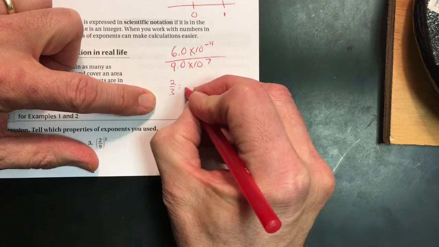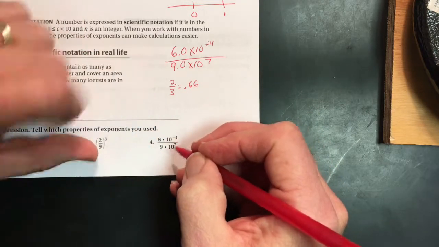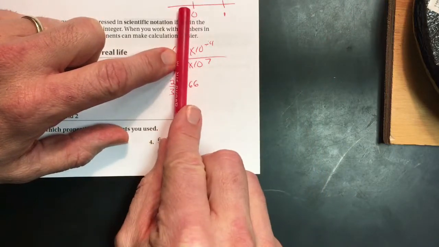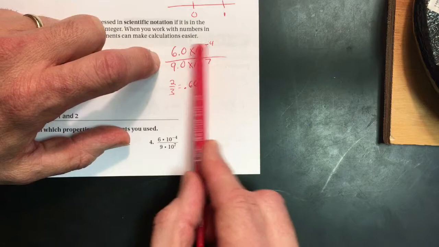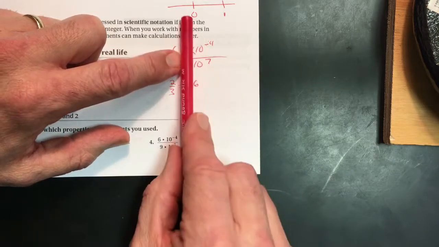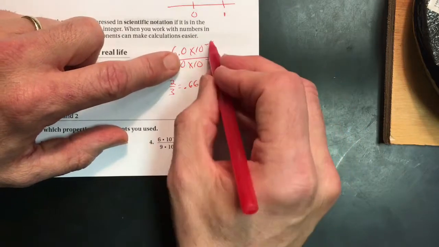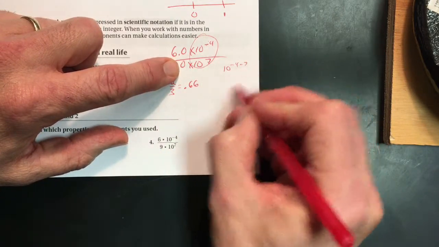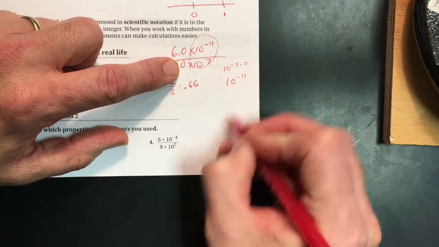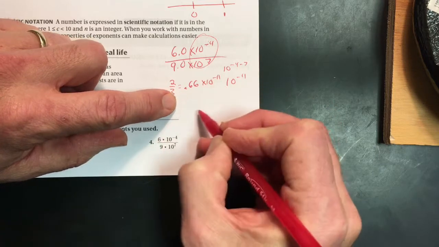Anyhow, 6 divided by 9, I know it's 2 over 3, which is roughly 0.66. Put that in your calculator. And now, dealing with what's going on on the right, we have 10 to the negative 4 and 10 to the 7th. I want everything to be in the numerator, but that 7 has to come up as a negative 7. So this part alone becomes 10 to the negative 4th, and I bring the 7 up, it's minus 7. So I have now 10 to the negative 11th. So 0.66 times 10 to the negative 11th.